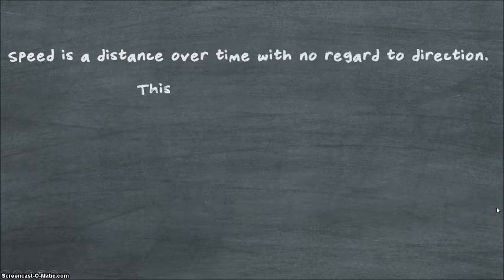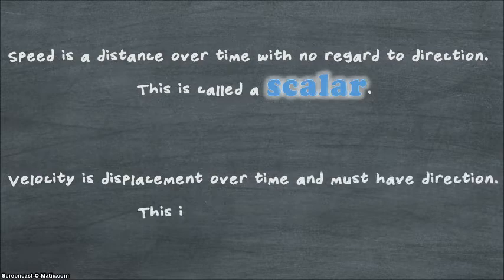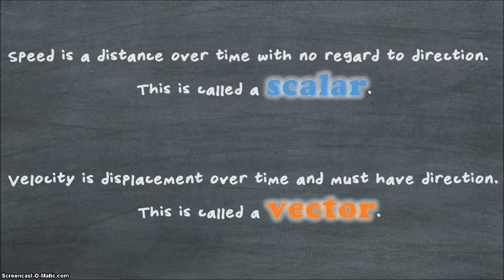We say that speed, which is distance over time with no regard to direction, is called a scalar quantity. A scalar quantity means that it has no direction. Velocity, on the other hand, does have a direction, and so we call this a vector quantity.